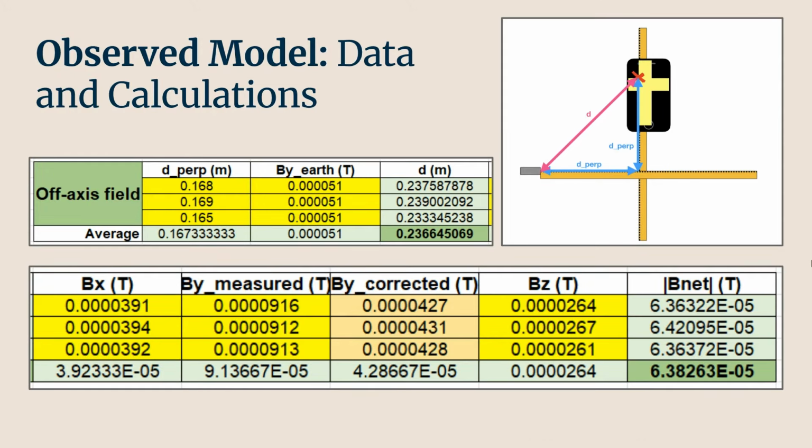For the second part of our experiment, we found the off-axis magnetic field of the bar magnet. First, we measured the on-axis distance from the bar magnet to the phone, where the net magnetic field read as 100 microteslas, and then we placed the phone in the vertical direction by that same measured distance and took down each component of the net magnetic field at that new location. The y component of the field was found by subtracting the Earth's contribution to that y component from the total y component of the magnetic field.